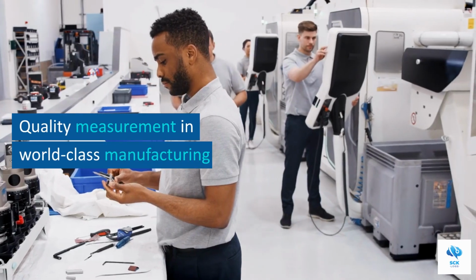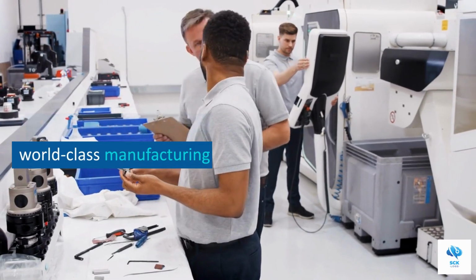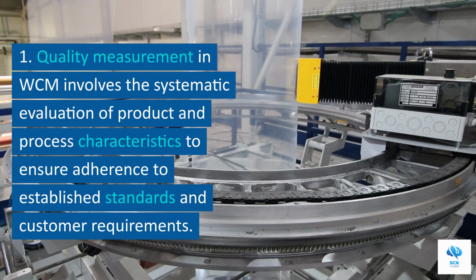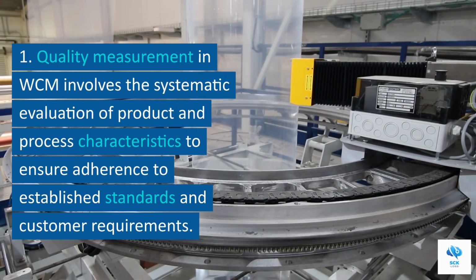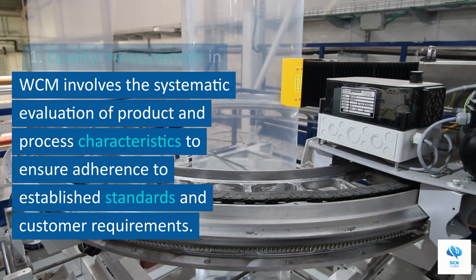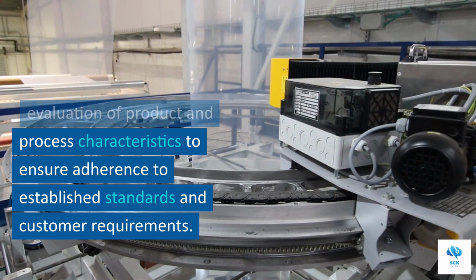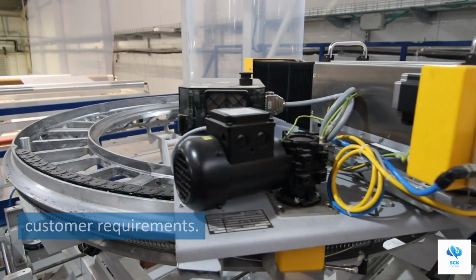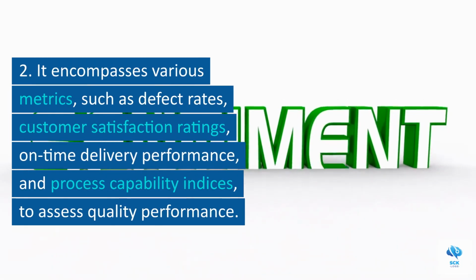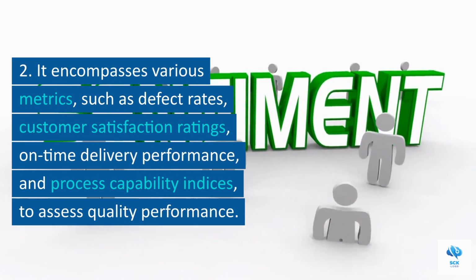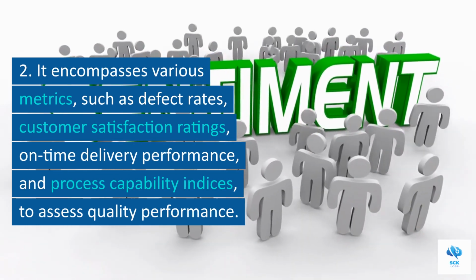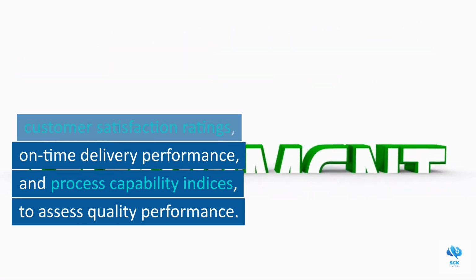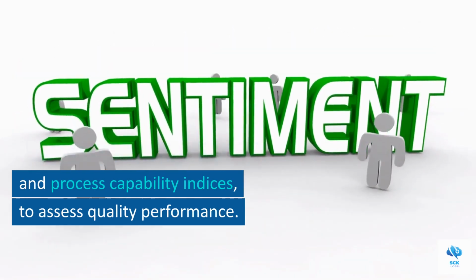Quality measurement in world-class manufacturing. 1. Quality measurement in WCM involves the systematic evaluation of product and process characteristics to ensure adherence to established standards and customer requirements. 2. It encompasses various metrics, such as defect rates, customer satisfaction ratings, on-time delivery performance, and process capability indices, to assess quality performance.